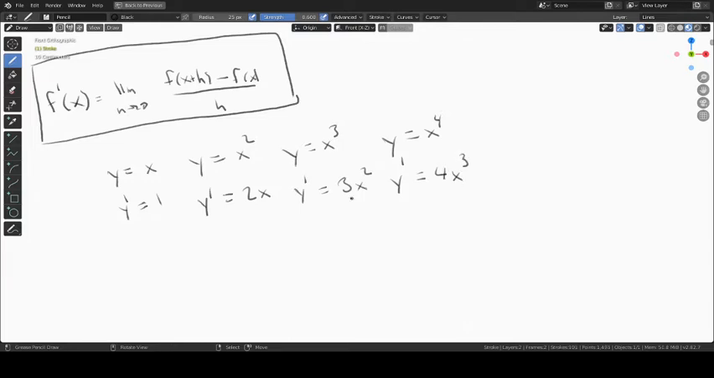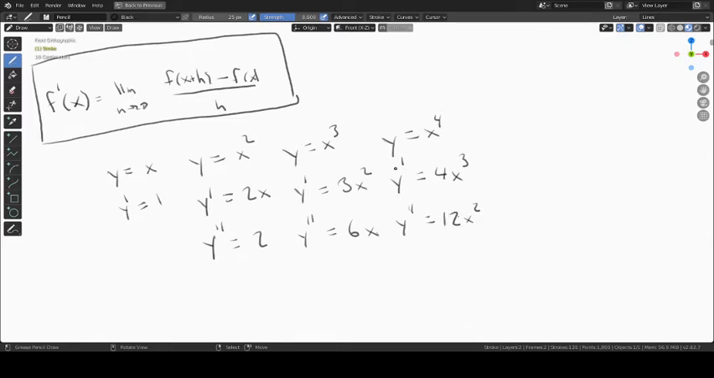4x cubed. Similarly, if you take a second derivative of some of these, say you took y double prime over here, following the same pattern, you would get y double prime equals 2. Over here, y double prime would equal 6x. And over here, y double prime would equal 12x squared.